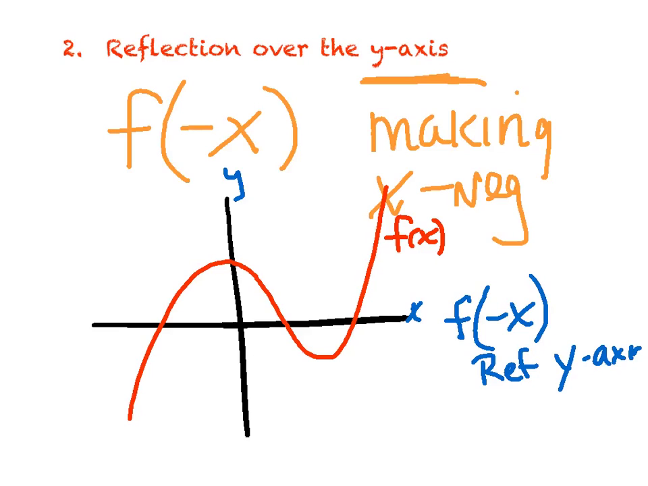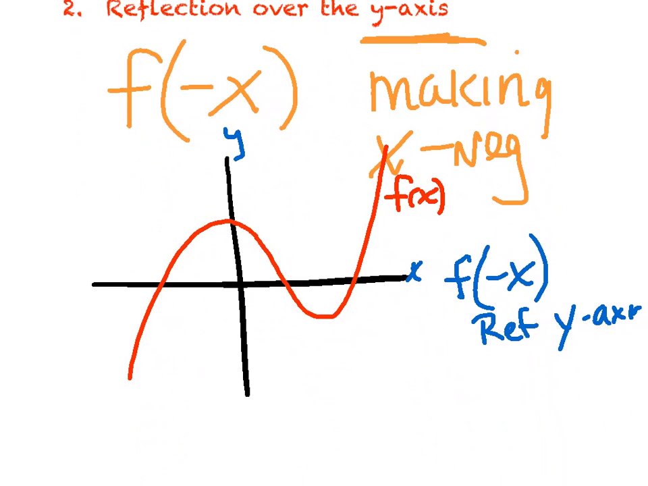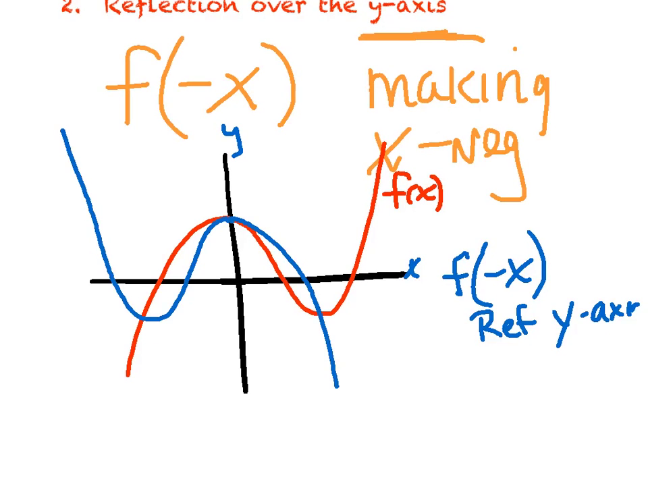It's kind of like when you were a kid and you used to fold a paper in half and make a heart, kind of cut it out. That's basically what we're doing. And the y-axis is like that line that we folded on. So basically, this part here is going to reflect over here, and this part here is going to reflect on this side. And hopefully you'll agree that looks like f of negative x.